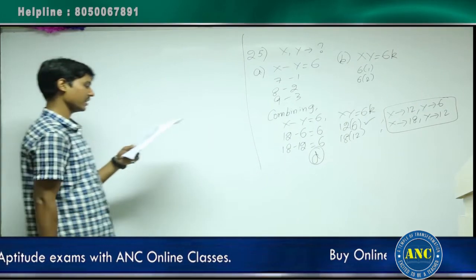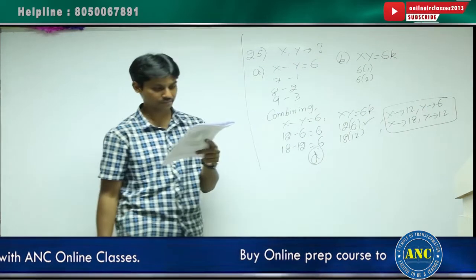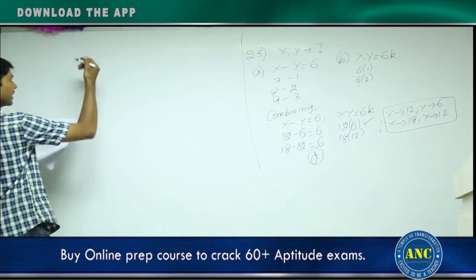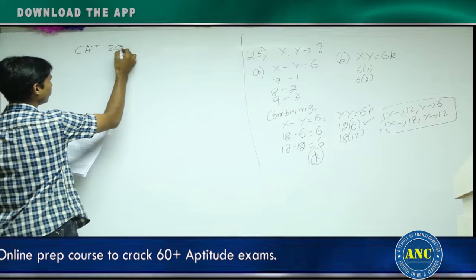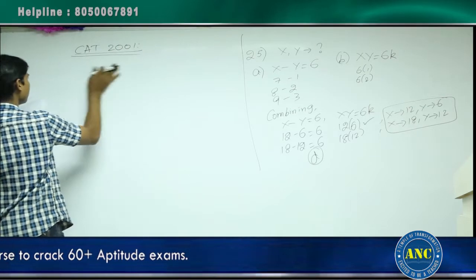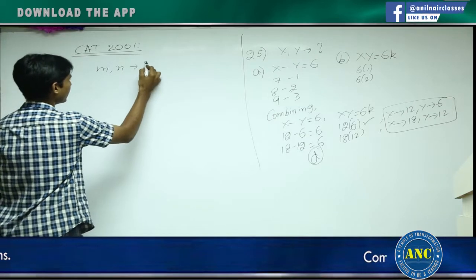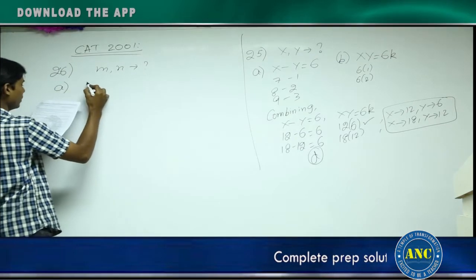CAT 2001. Very, very easy questions in CAT 2001. Directions are same, sir. There is no difference in the direction from the previous year paper. Please hear. 26th question. What are the values of M and N?